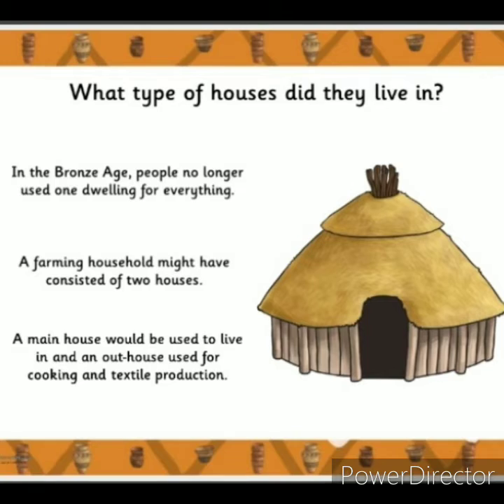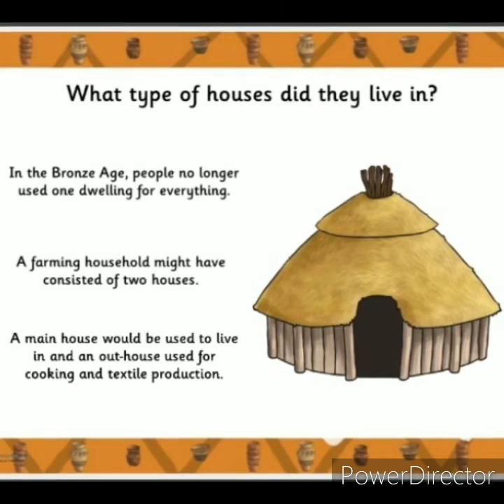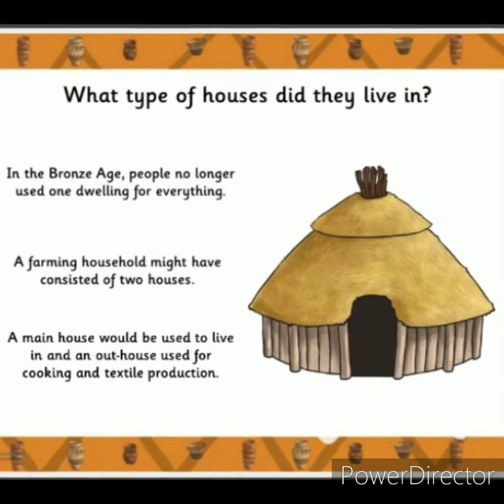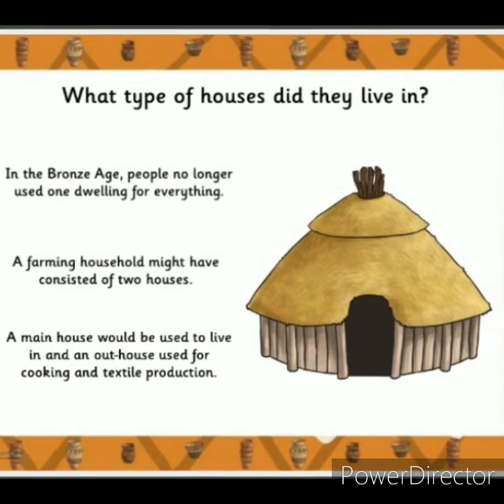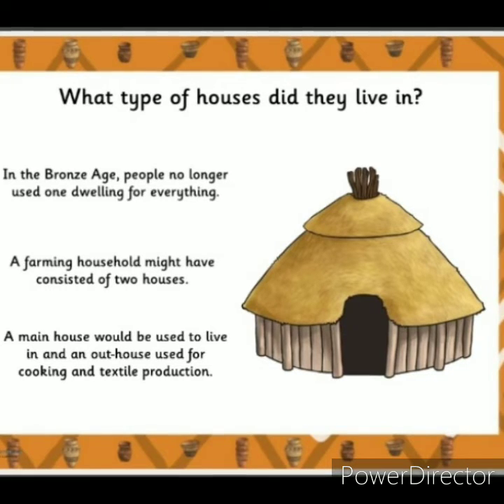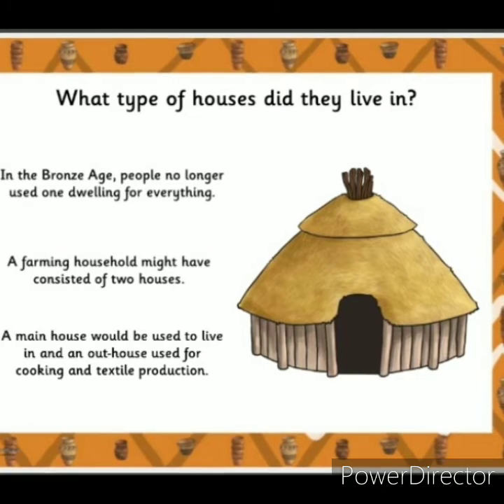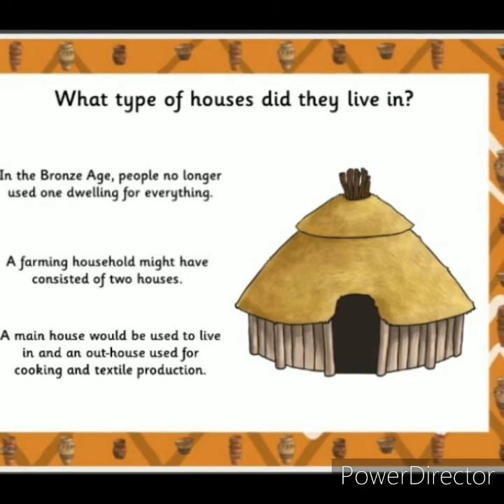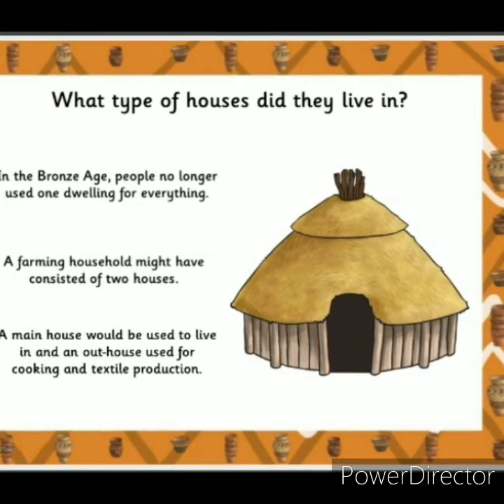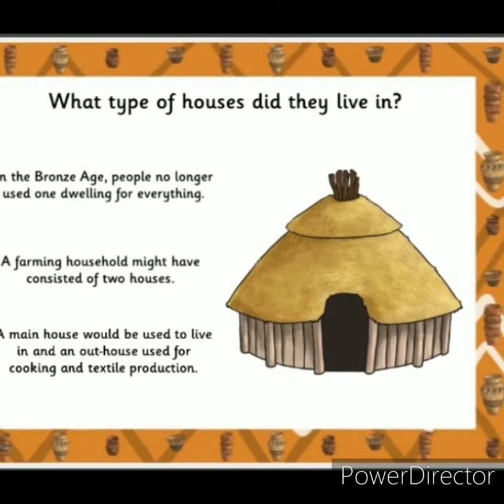They lived in houses made of wood and straw, and a farming household might consist of two houses. The main house would be used to live in, and the outhouse used for cooking and textile production, etc. Now if you look at the houses from inside, they had sleeping areas, storage areas, and granaries used by those people at that time.